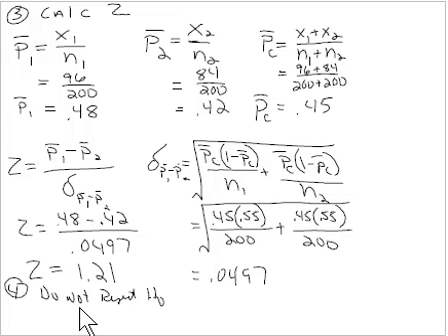The calculated z value of 1.21 would cause us to not reject the null. And the researcher doing this would conclude that the proportion of men and the proportion of women that like this new product could be the same.